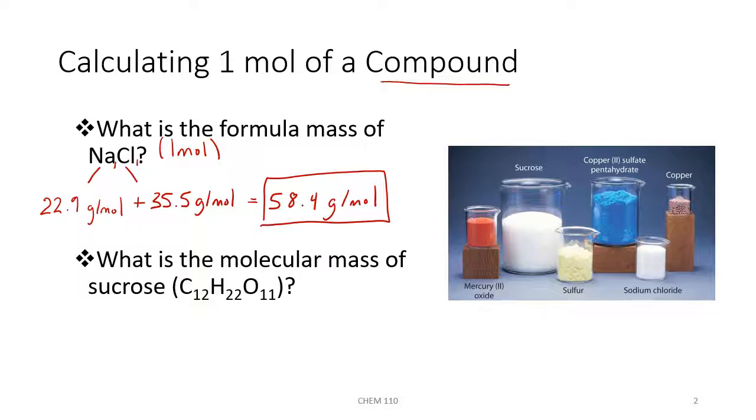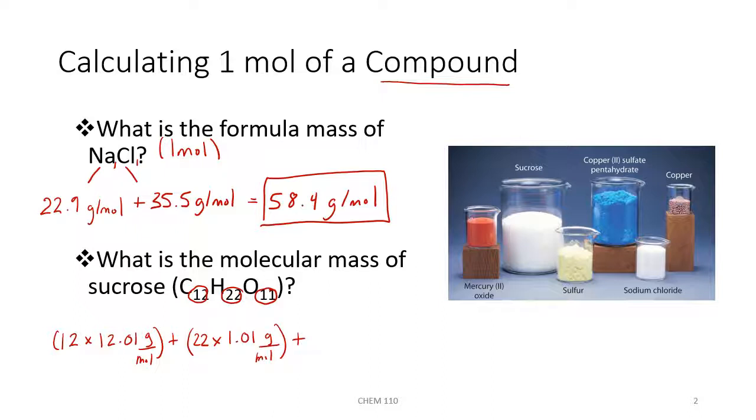And then looking at a molecule, something like sucrose, which is table sugar, what is the molecular mass of sucrose? This time we have 12 carbon atoms, 22 hydrogen atoms, and 11 oxygen atoms. So we have to consider how many atoms there are of each type by multiplying by them. So we've got 12 times the atomic mass of carbon, which is about 12.01 grams per mole, plus we have 22 for hydrogen times the atomic mass of hydrogen, which is about 1.01 grams per mole.